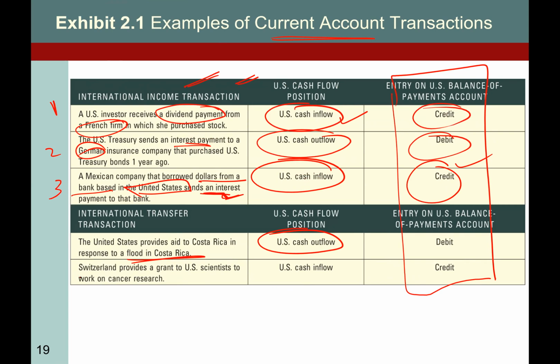Similarly, Switzerland provides a grant to US scientists to work on cancer research. So dollars are coming into the US, right? That is inflow and credited.